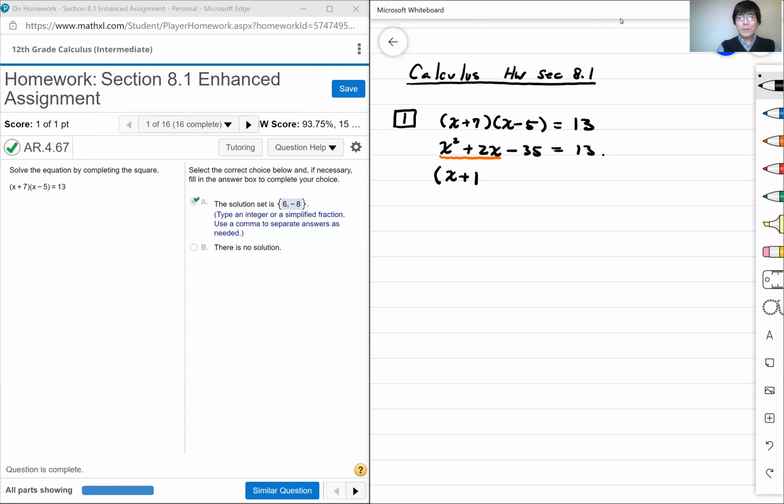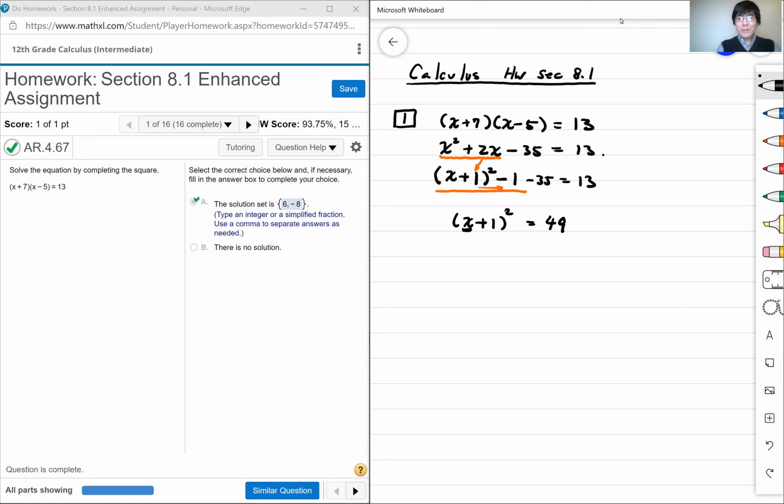It's going to become (x plus 1) squared minus 1. 半分にして、その2乗を引くという流れですね。Okay. Minus 35 is equal to 13. So bring all the constant terms to the other side of the equation. It's going to be 49.